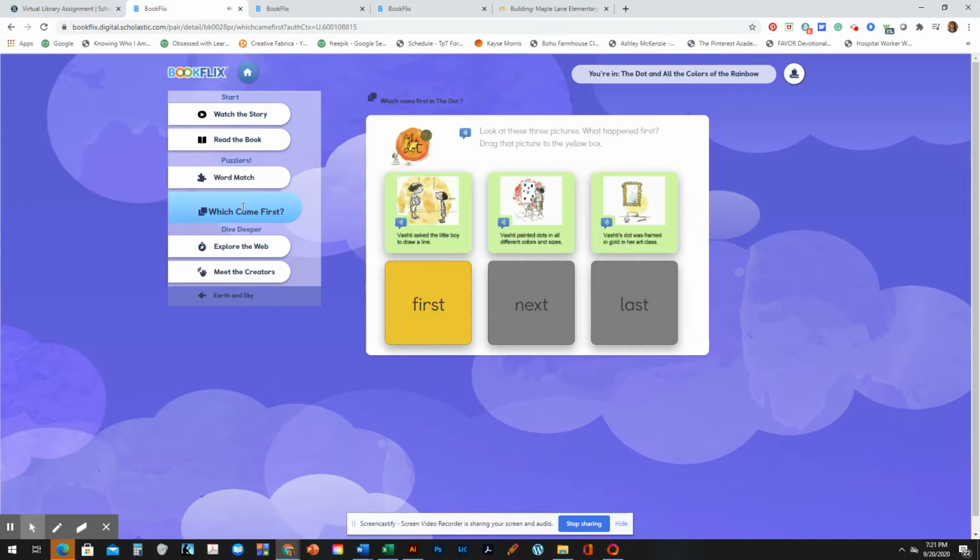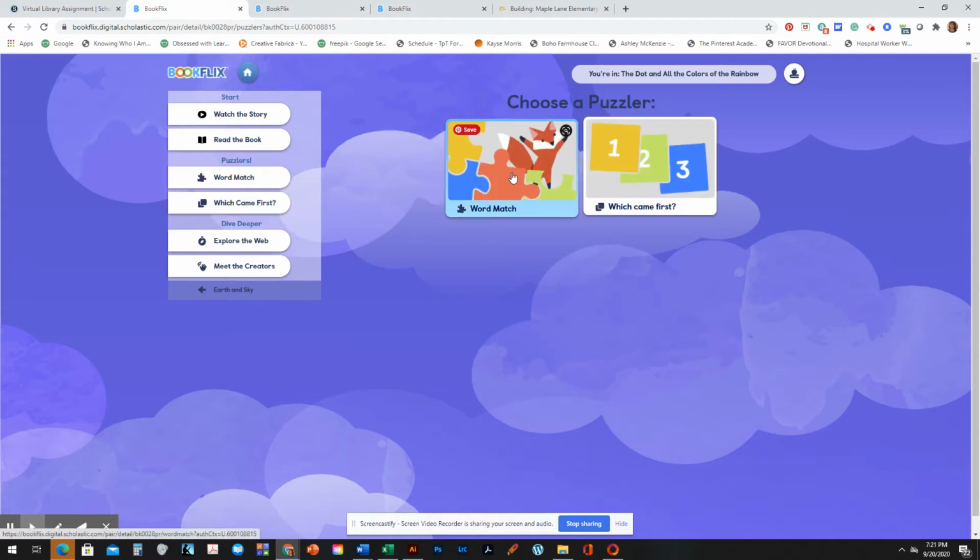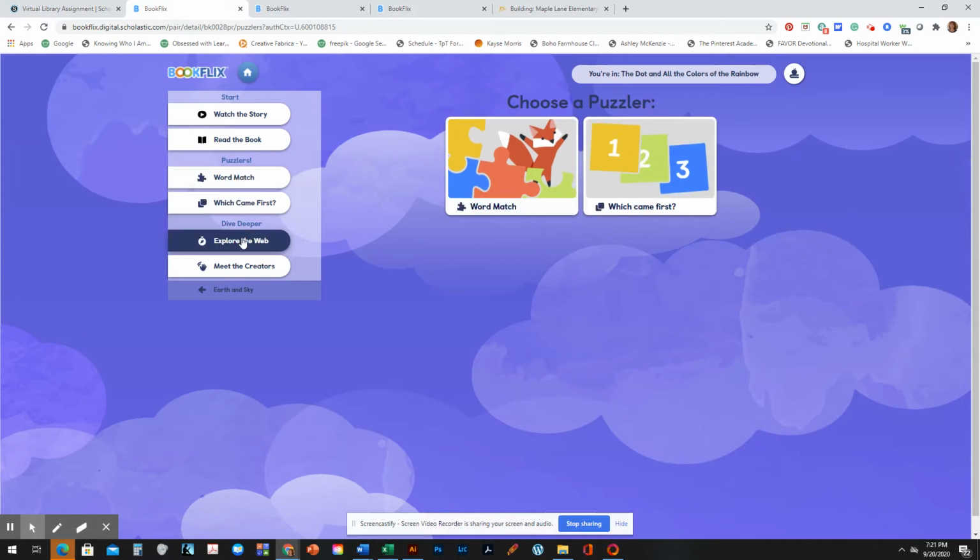All right, next. Look at these three pictures. What happened first? Drag that picture to the yellow box. Next, and then last. All right, so I'm not going to do that for you. You got to do that for yourself, okay? So make sure you play these games. And I think there's also puzzlers, right? No, it's just word matching, which comes first. All right, and then dive deeper.